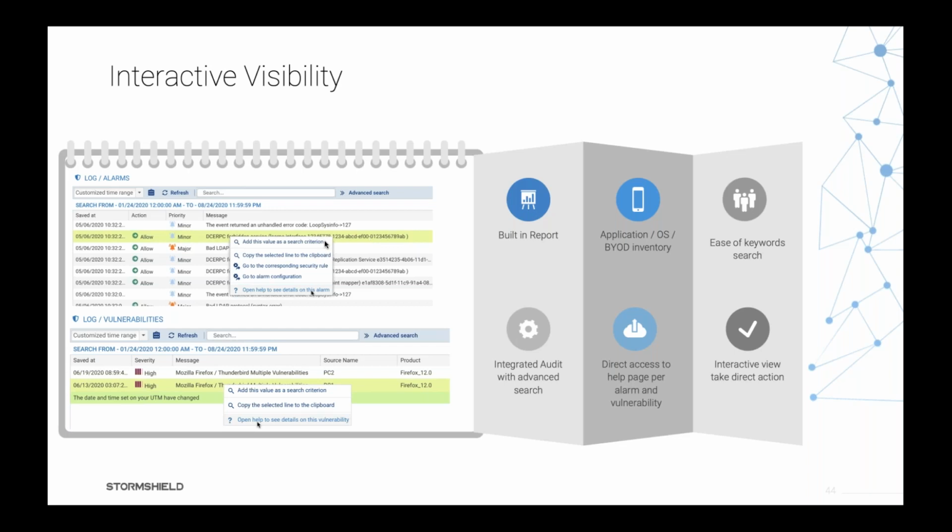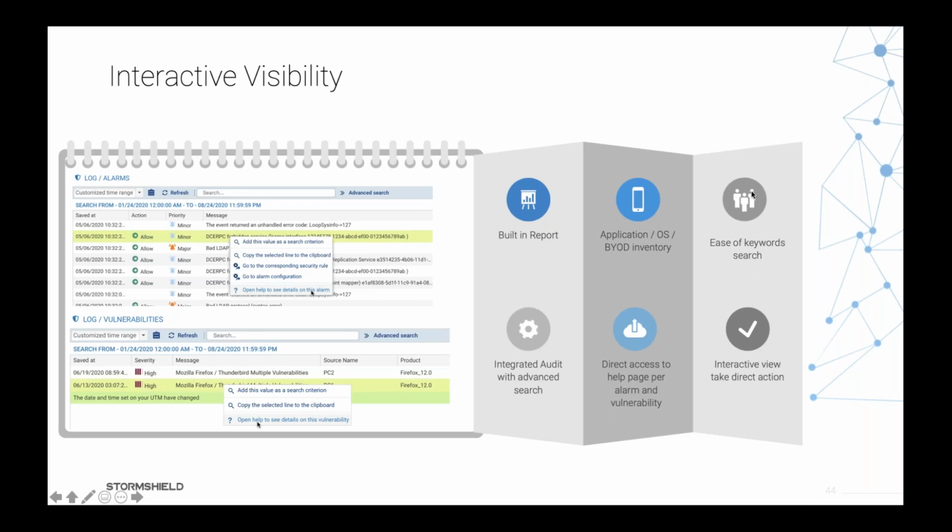This is important. In these two examples, one of them is related to an alarm from the IPS, I think on the OPC DA protocol. You can just click on open help to see details. You'll have a full help page showing all the details about this alarm. Or on the vulnerability as well, you can open the help page anytime. So it provides you with a full helpful page about all these types of alarms and vulnerabilities, and how to mitigate the risk, and a full report.